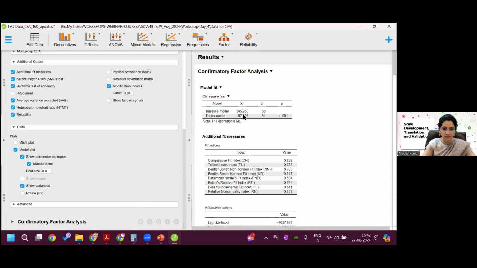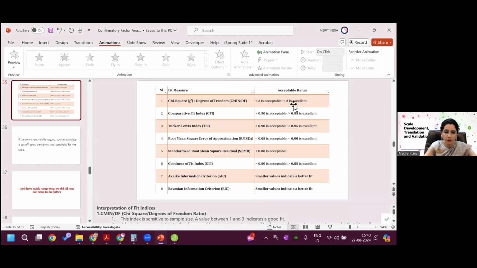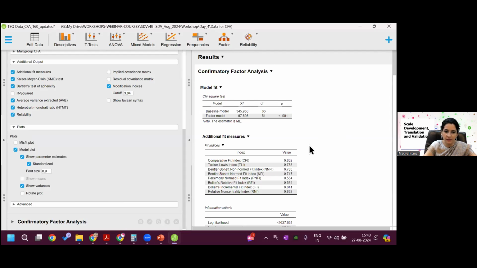If you even see the factor model, it is 97 divided by 51. So that is okay. Yes, so it is a good fit. Less than 2 is a good fit. If you see the ratio, less than 2 is excellent. So it is saying that your model is excellent if you see the ratio. But we'll see the other fit measures also.